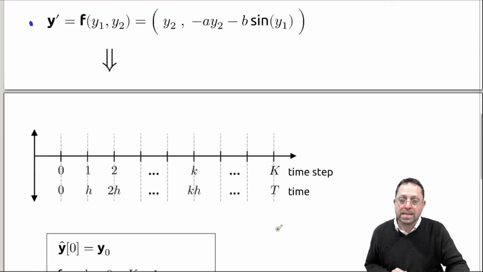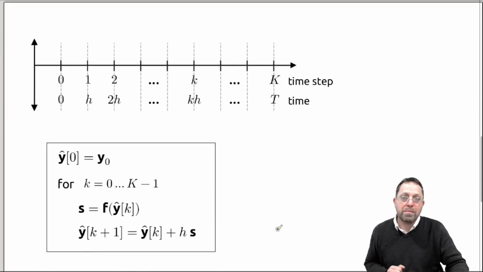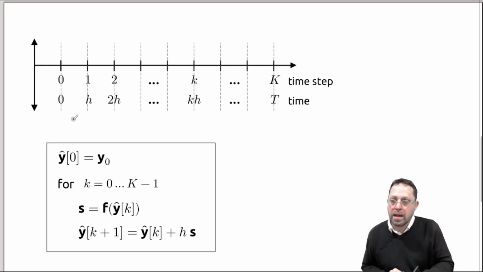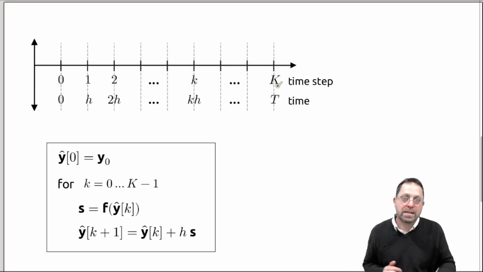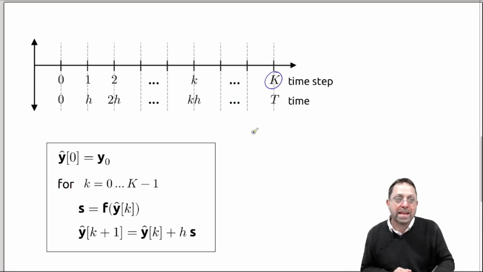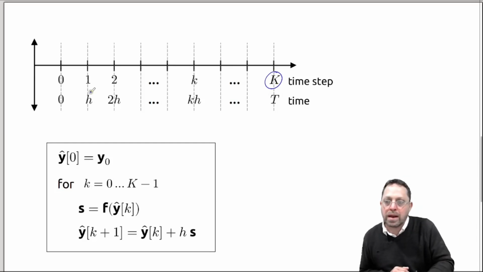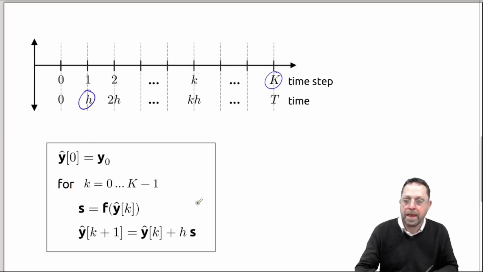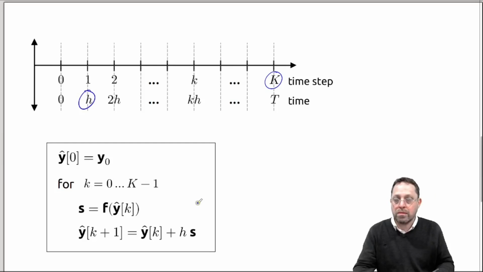Then the next step would be to implement the numerical method. And that means first that we have to take our time period that goes from 0 to capital T and discretize it or chop it up into equal sized pieces. So we end up with K time steps, and each one has duration h. And then we can implement the numerical method. This is the pseudocode for it.